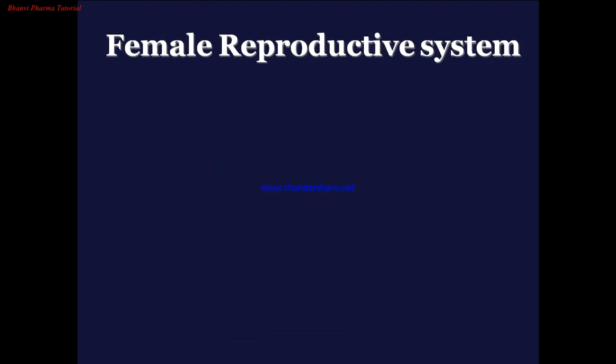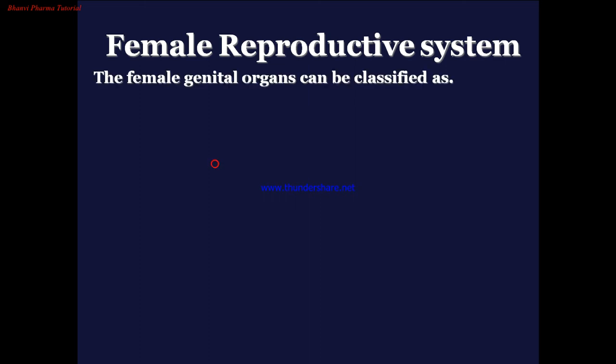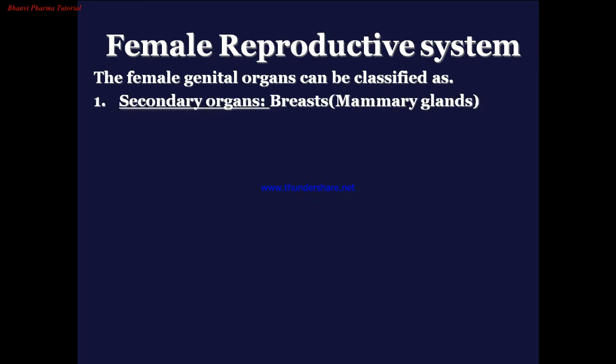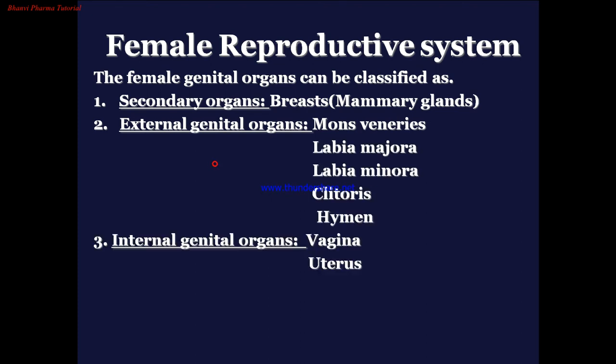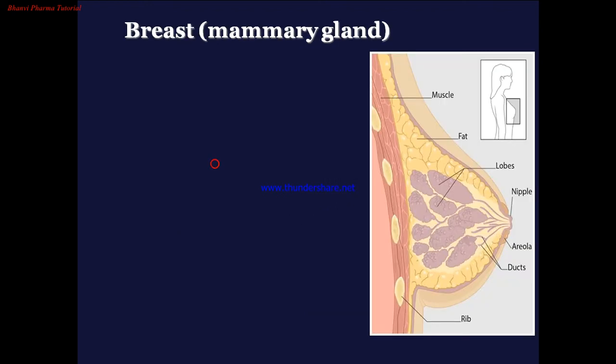The male reproductive system is completed. Next, we go for the female reproductive system. The female genital organs can be classified into secondary organ, external genital organs and internal genital organs. The secondary organ is the breast, also known as the mammary gland. The external genital organs are mons veneris, labia majora, labia minora, clitoris and hymen. The internal genital organs are vagina, uterus, ovary and fallopian tube.